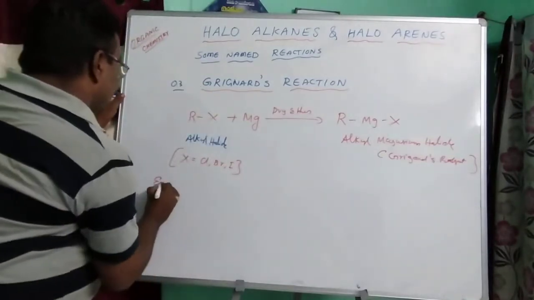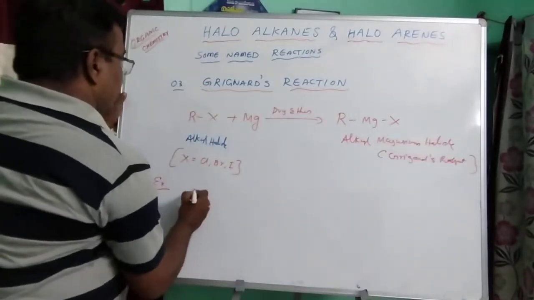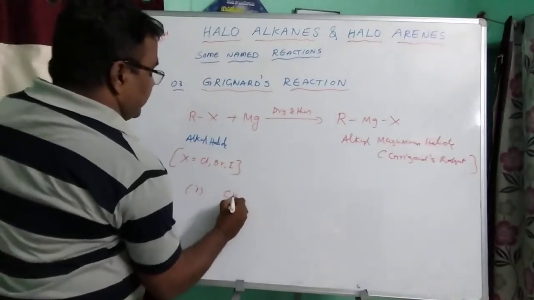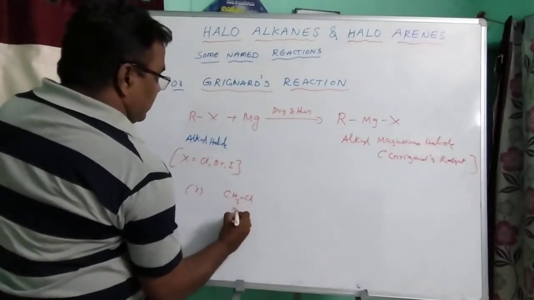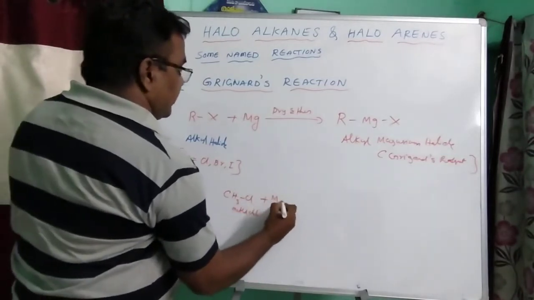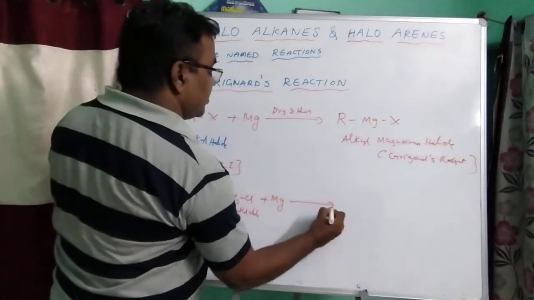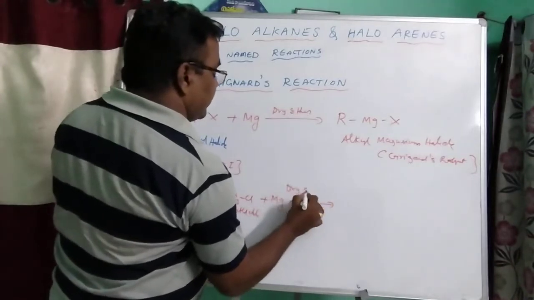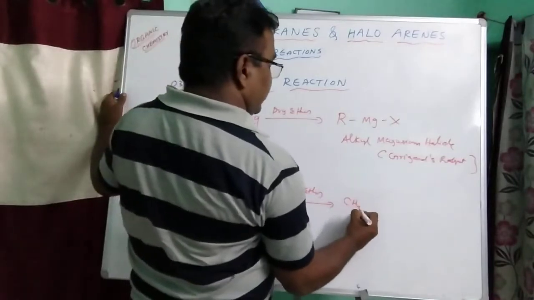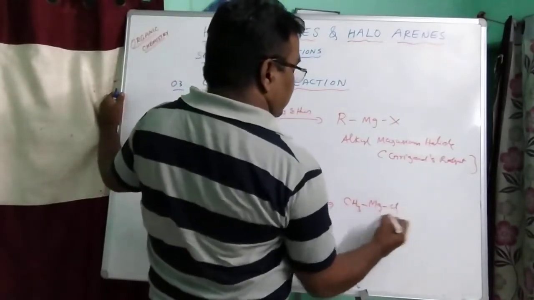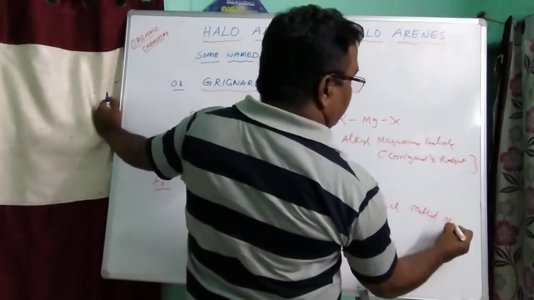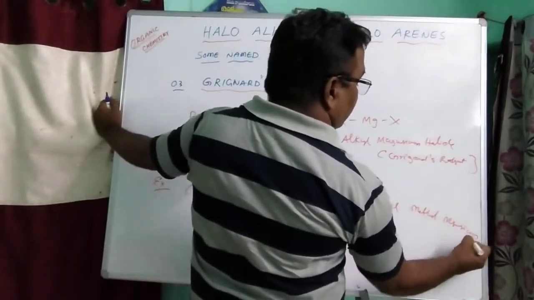So example 1. The first alkyl halide, methyl chloride plus magnesium. Methyl chloride reacts with magnesium metal in presence of dry ether. It gives methyl magnesium chloride.